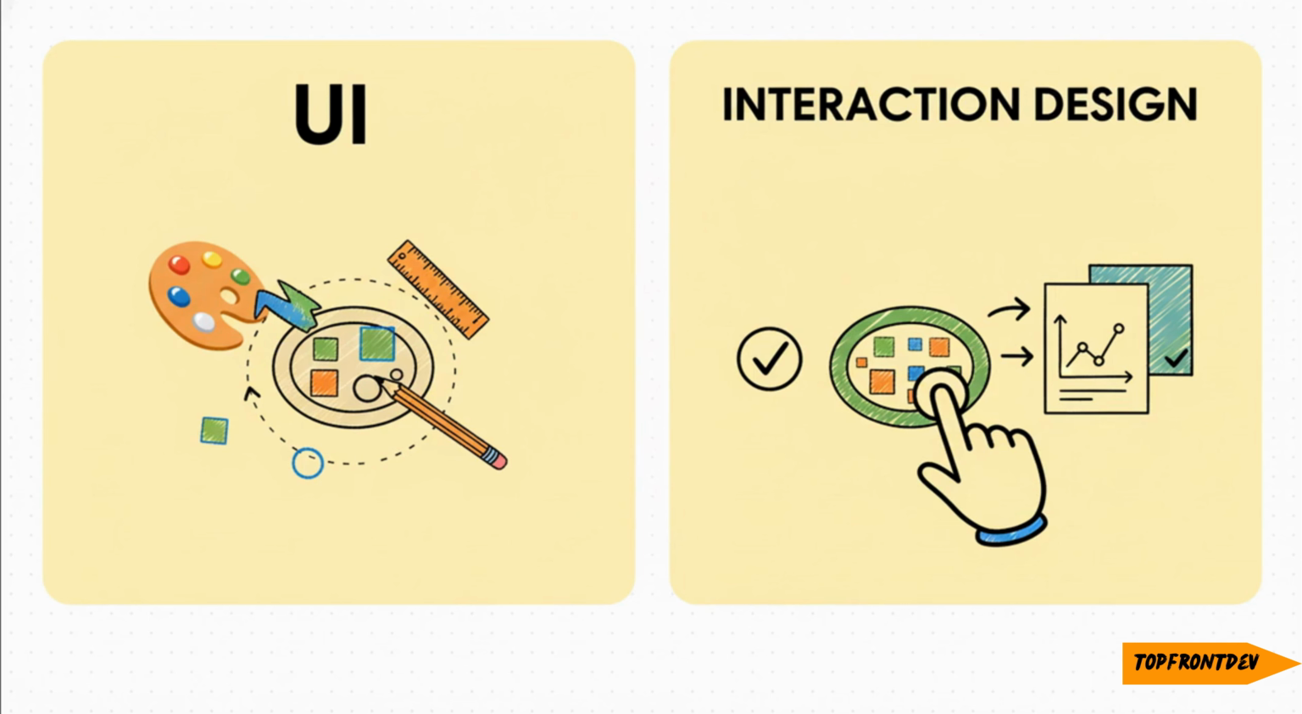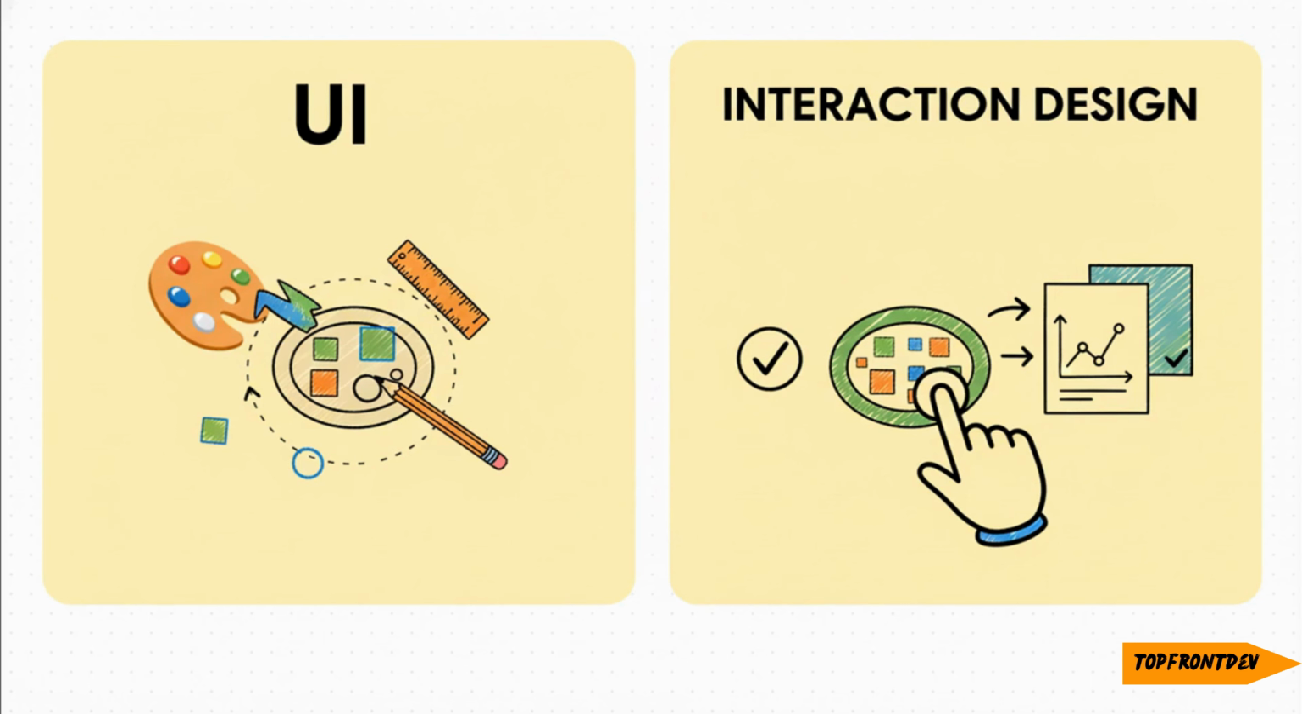They pick the colors, the fonts, the icons. They decide how that button looks. But the interaction designer, they're more like the architect who decides what happens when you press that button. Does a menu slide out? Does a form submit? It's the look versus the flow.